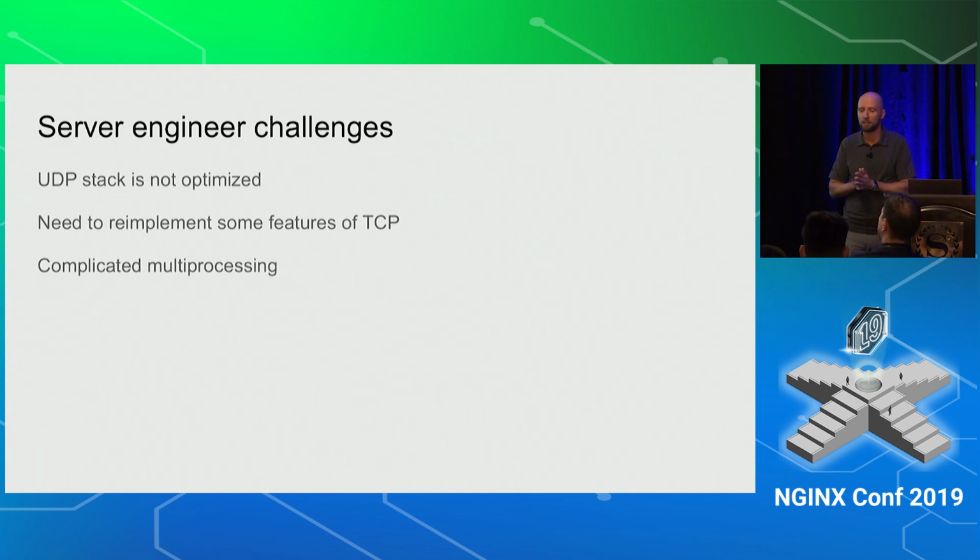It so happens that the TCP stack in the kernel is currently more optimized than UDP. Funny enough, but those 40 years of development actually matter. And UDP, in some cases, is actually slower. Okay, that's one of the things.